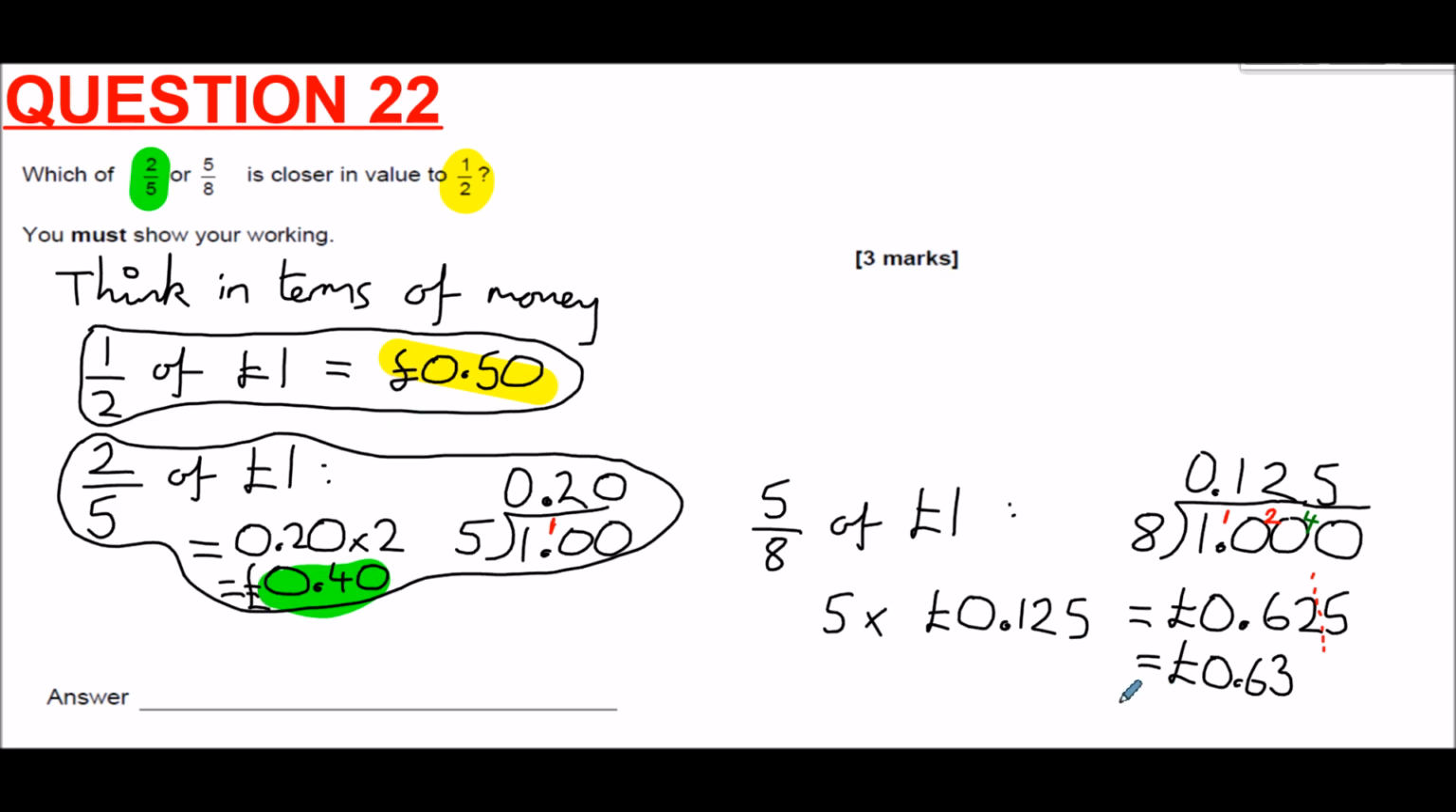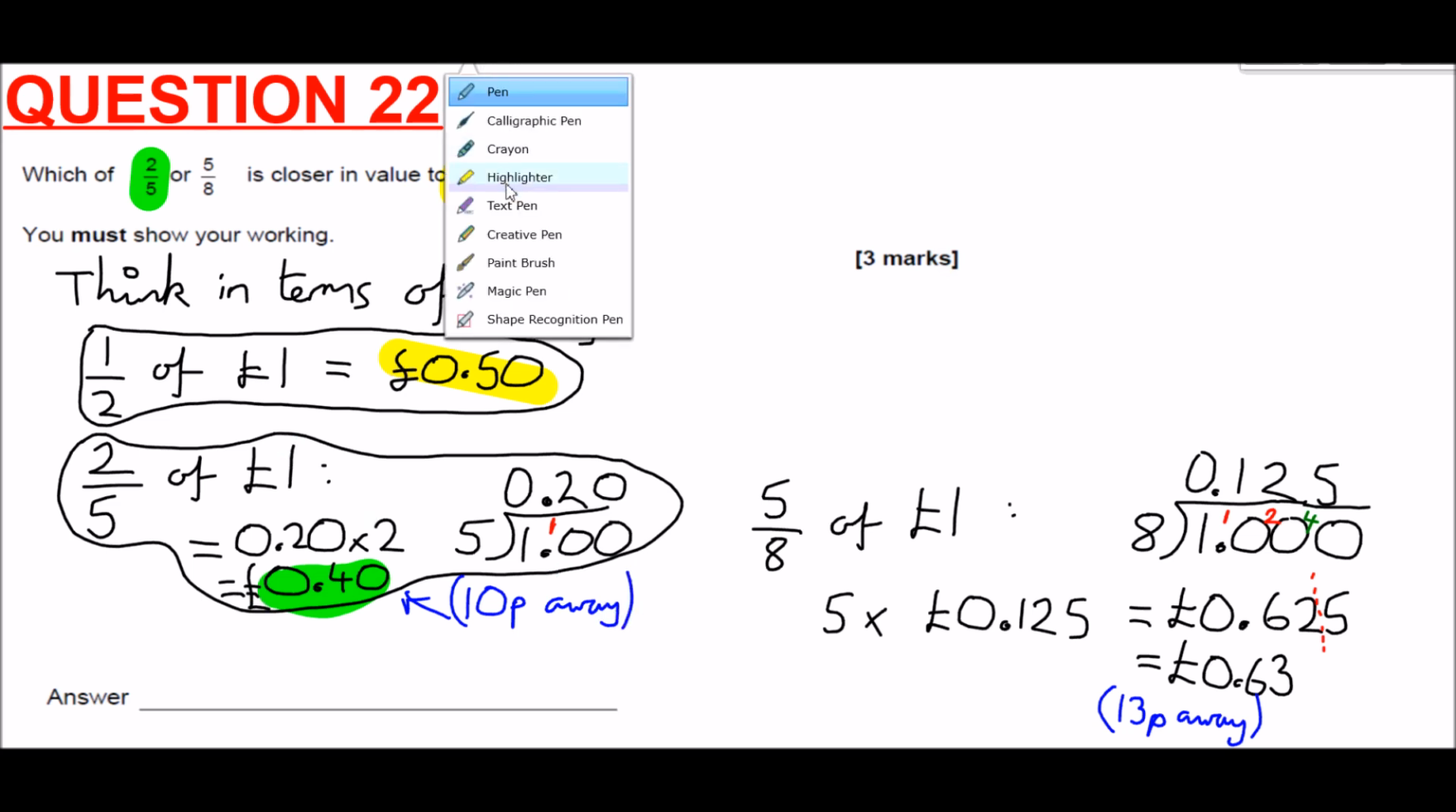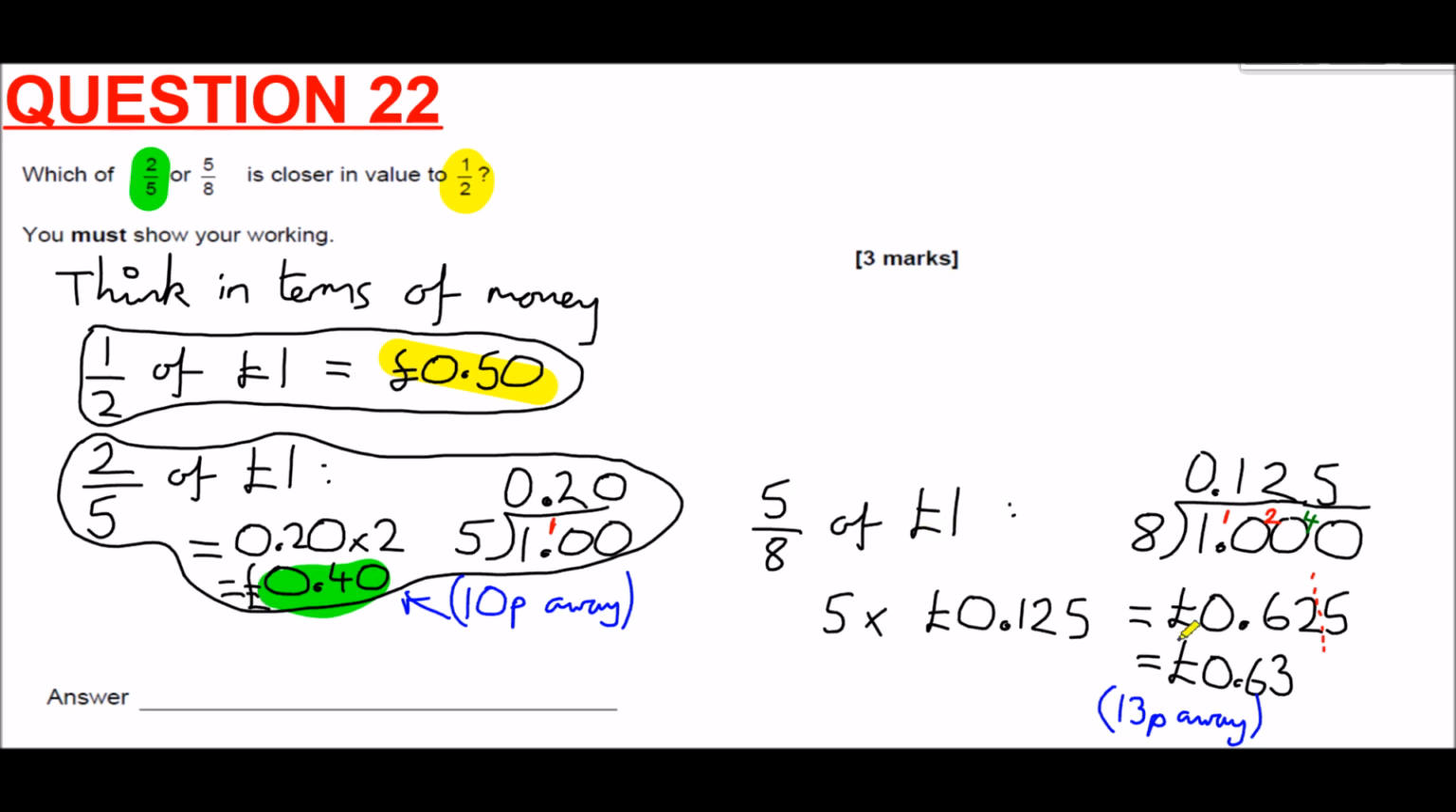So how far away is that from half, which is 50? That's about 13 pence away. Whereas 2/5 of a pound is only 10p away from 50p. So which one's closer to half a pound? It's 2/5. So for that reason, we could say that 2/5 is closer than 5/8. And so that would be valid enough working. So our answer, with this working to back us up, would be 2/5.